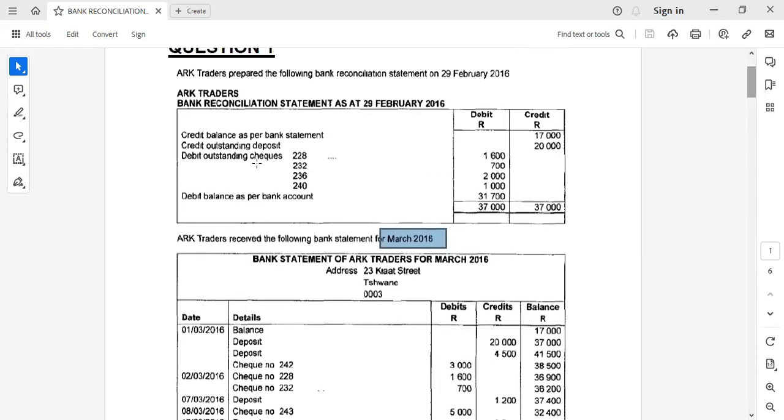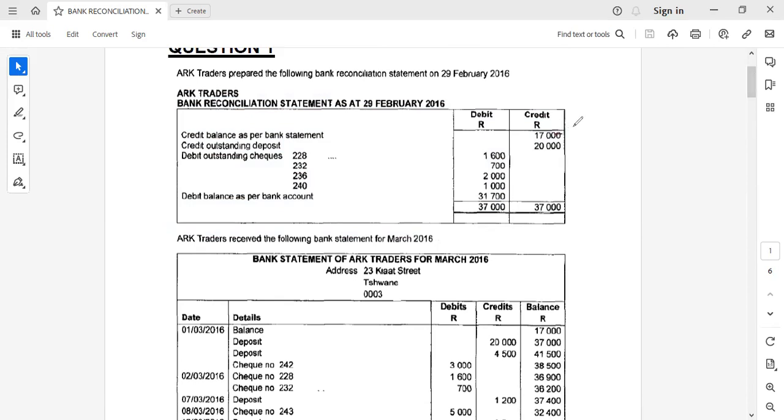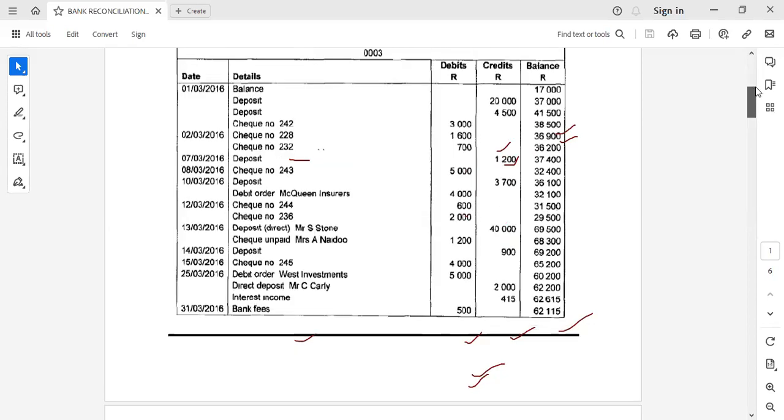First of all, you check if these things that are on the bank reconciliation appeared in our bank statement. Right. So if you check this opening balance of 17,000, we have it here on the bank statement. This 20,000 deposit, we have a deposit of 20,000 here. For checks, you also have to check the number of the check. That is 1,6228, we have it here. We have check number 232 of 700, we have it here. Then 236 and 240. 236, we have it here, this one. And check number 240, we don't have check number 240.